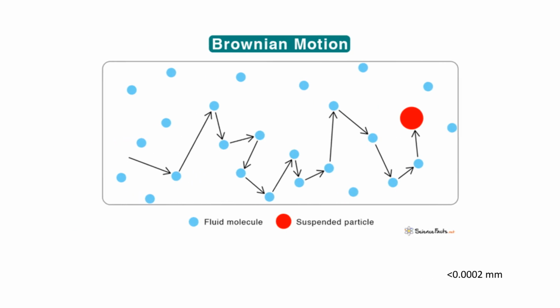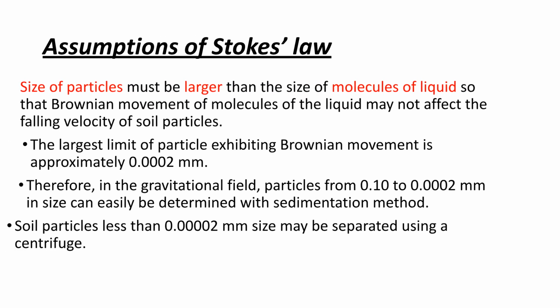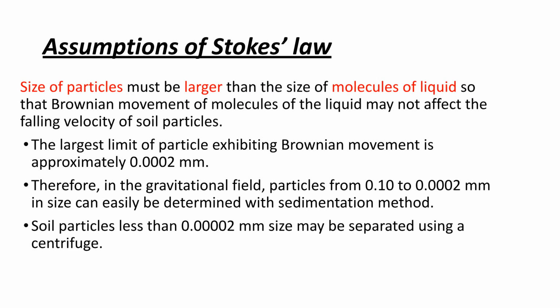This image illustrates Brownian motion. Another assumption of Stokes' law is that particles must be large enough so that Brownian motion does not affect their falling velocity, which is about 0.0002 millimeters. Smaller particles can be separated using a centrifuge.